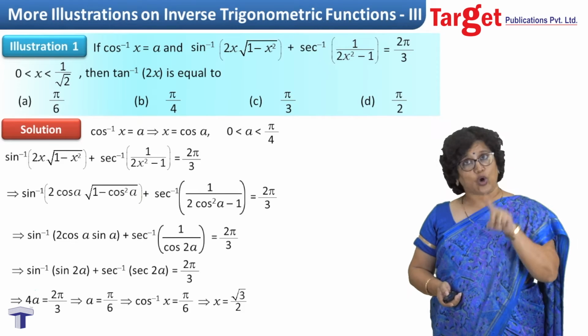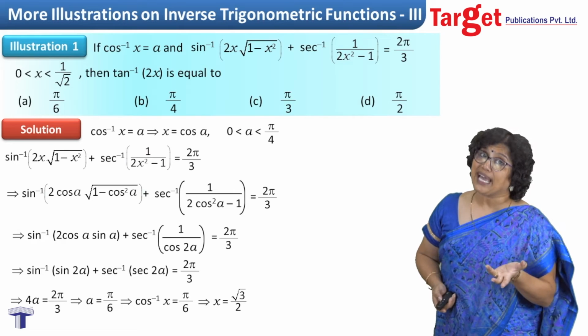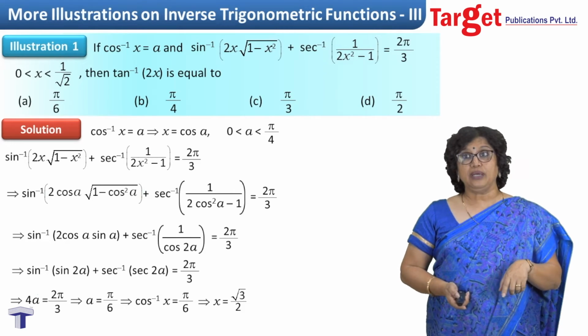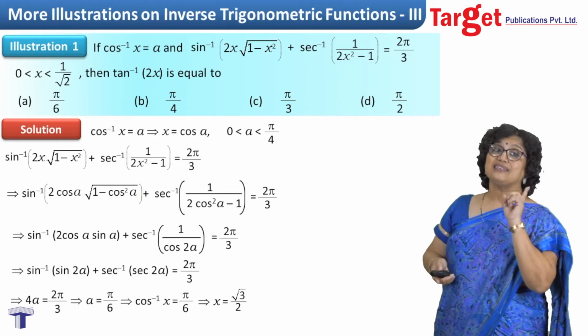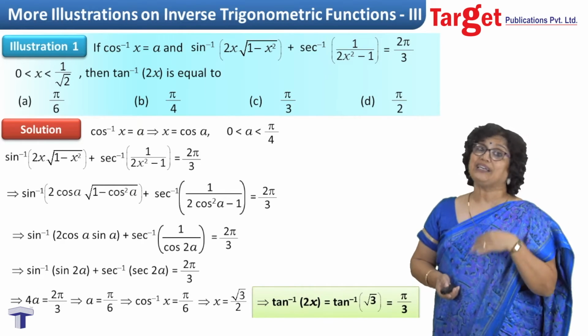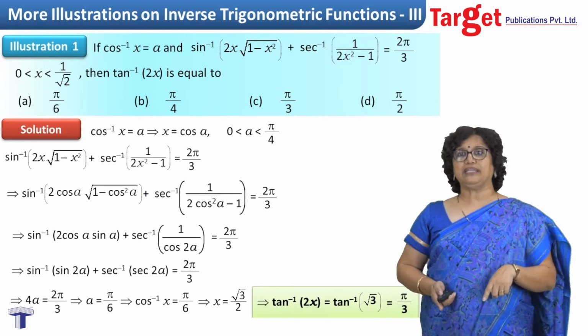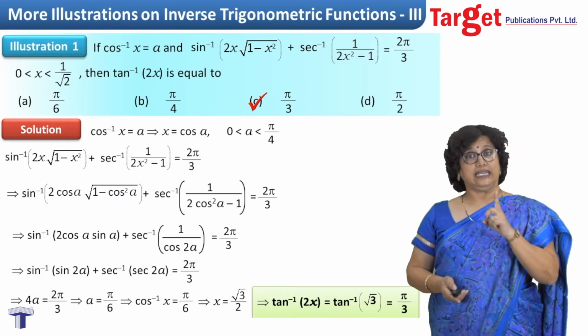And a means your cos inverse x. So cos inverse x is pi by 6. So what is the corresponding x? X must be root 3 by 2. What is the question? The question is regarding tan inverse of 2x. That means tan inverse of 2x would be tan inverse of root 3, and tan inverse of root 3 is nothing but pi by 3. So my correct answer is C.